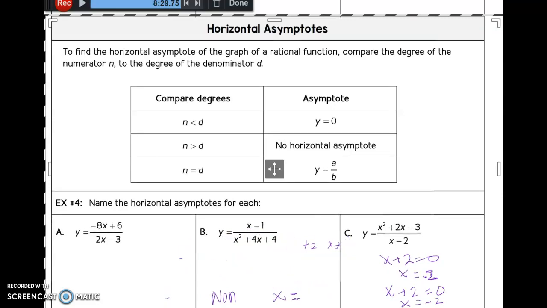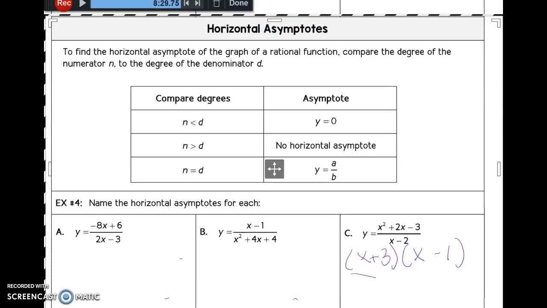Okay, let's do part C. On the top, we have to factor. So we're going to have an x plus 3 on top, and then an x minus 1 all over x minus 2. So I'm going to ask myself, does anything cancel? Hopefully you're saying no, nothing cancels, so therefore there's no holes. None. Vertical asymptote, that's my bottom. Well, x minus 2 equals 0. When you solve, x equals 2.